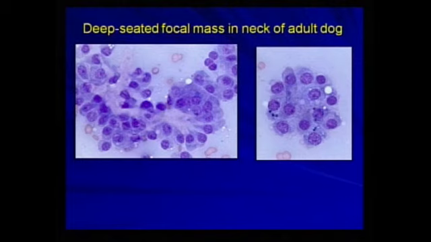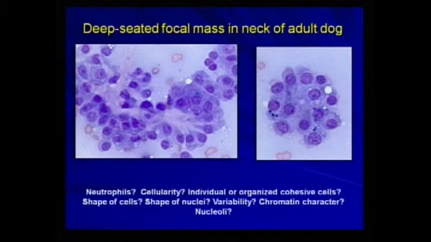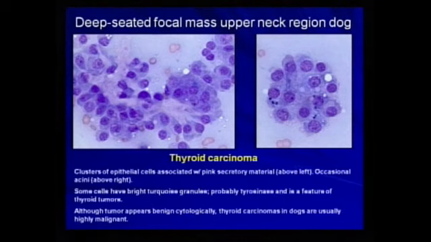So this is a deep-seated focal mass in the neck of an adult dog. So this seems to fit a number of categories. Epithelial, yes. We see greenish black granules, which hopefully some of you are thinking melanoma right now. And it surrounds this sort of pinkish material. This is a tough one. This is a case of thyroid carcinoma in a dog.